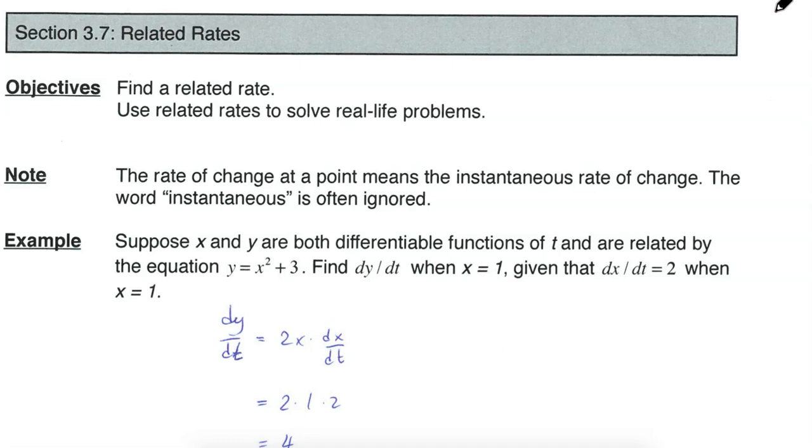Okay, so the note just states that when we talk about a rate of change at a point, it means the instantaneous rate of change. When we say velocity, it means instantaneous velocity, not average velocity.